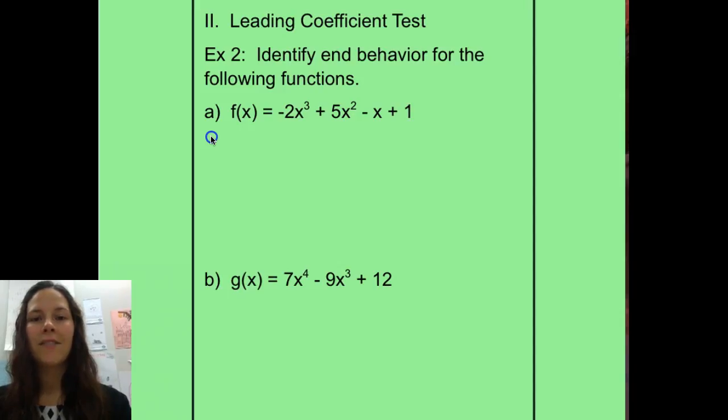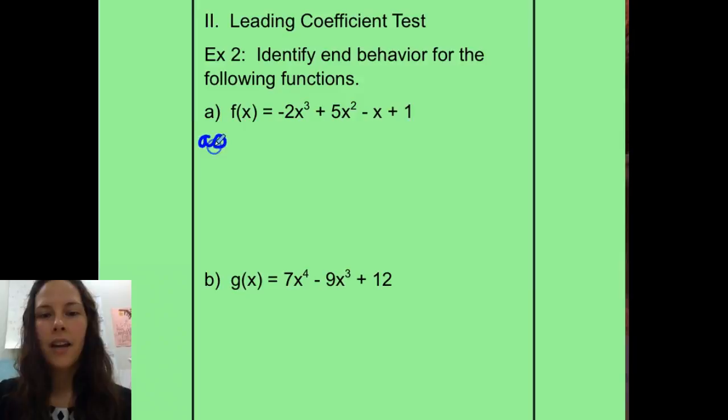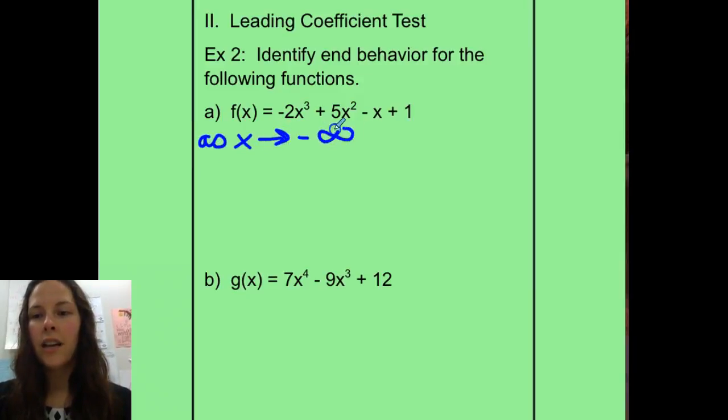Next, we're looking at identifying end behavior. This is what happens as x gets very small or approaches negative infinity, and as x gets very large or approaches positive infinity. So the way we write that is, as x approaches, we use the arrow to mean approaches, negative infinity. So that means as x gets very small, or as we're looking off to the left in our graph, what is this doing?